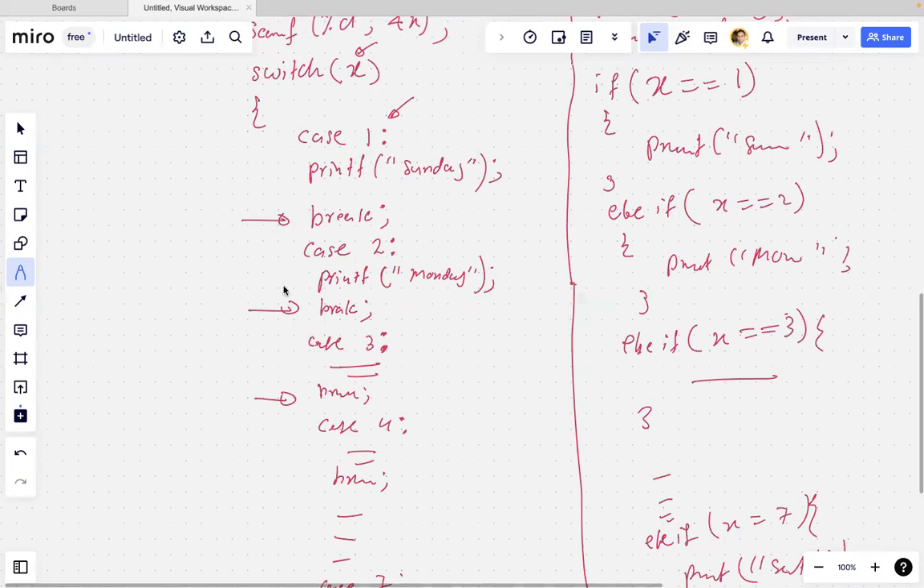Always you have to provide the break keyword, otherwise it will evaluate all other cases if there is no break.